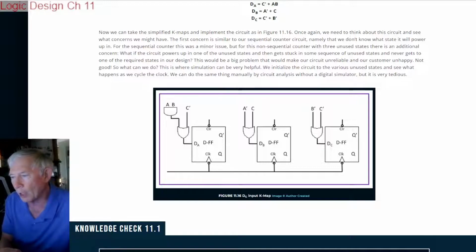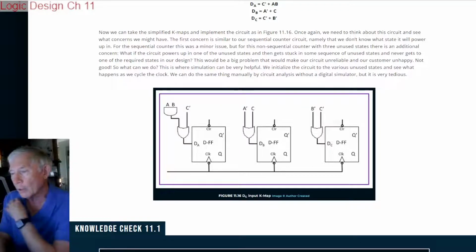This is going to be A prime. This is going to be B prime. This is going to be C prime. So here we know A is 0, B is 0, so that's a 0, but C prime will be a 1, so our DA is a 1. So we know that on the next clock cycle, this flip-flop is going to change to a 1.